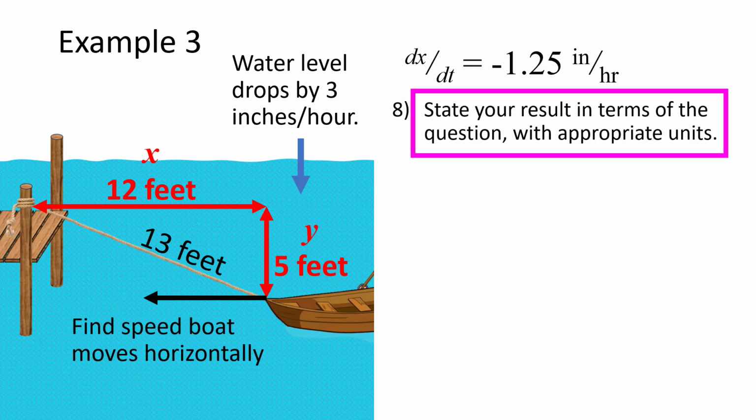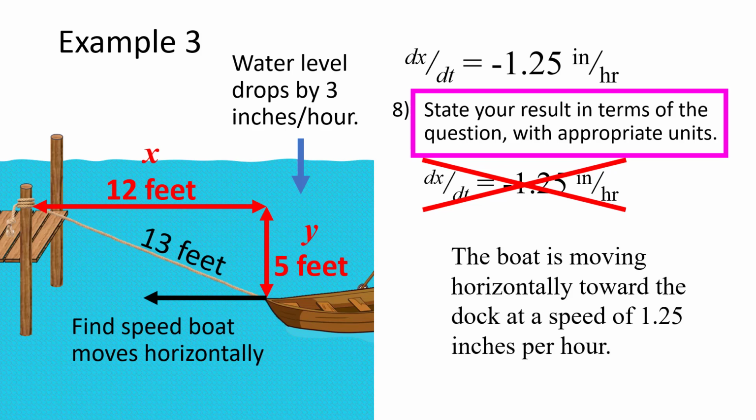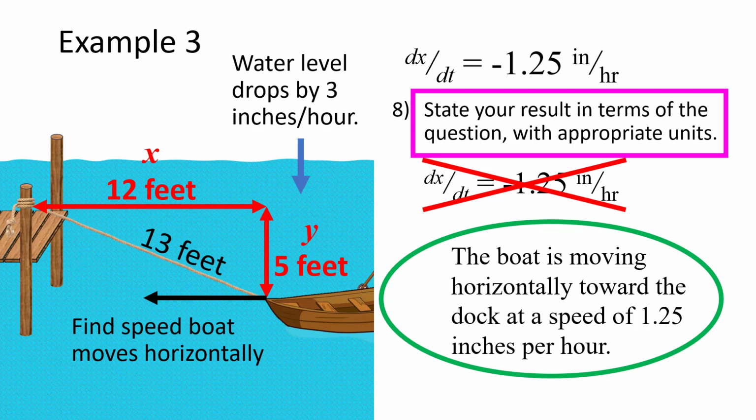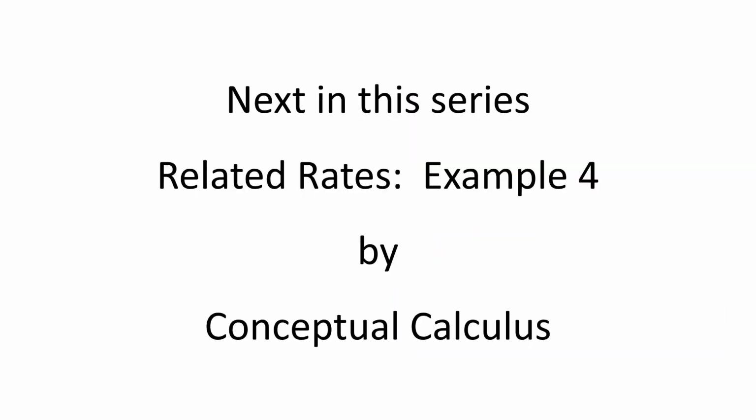The last step is to state the result in terms of the question with units. If the question had been, what is the value of dx/dt, then dx/dt equals negative 1.25 inches per hour would be a fine answer. But it wasn't. The question was, how rapidly is the boat moving horizontally toward the dock? So, that is the question we answer. We write, the boat is moving horizontally toward the dock at a speed of 1.25 inches per hour. Now we are finished. For another example using related rates, see our next video.